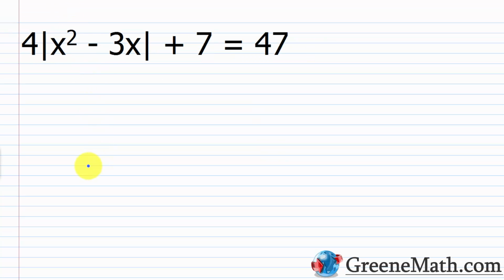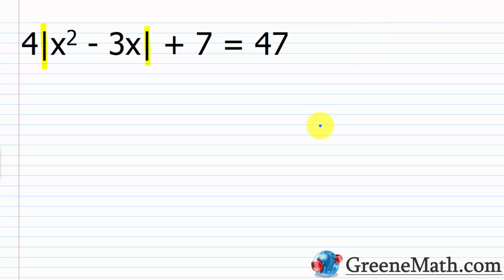All right, let's take a look at one that's a little bit more challenging. It's just more tedious. We have 4 times the absolute value of x squared minus 3x plus 7 equals 47. Okay, so in this particular case, our absolute value operation is not isolated. We know from earlier in the course that we've got to have it isolated. We can't just start doing stuff.